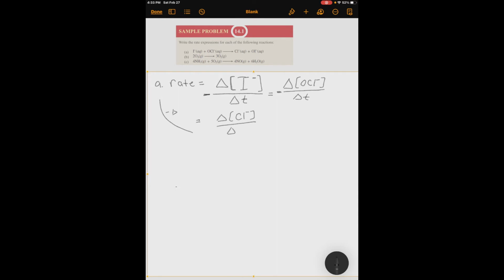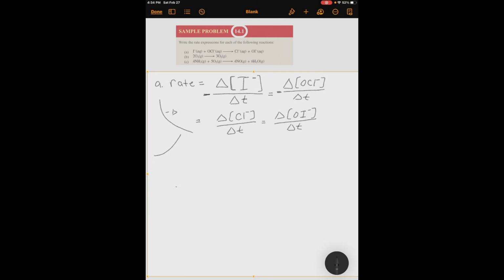However, this is a product, and a product increases in concentration over time. So if it's already increasing, that's a positive change. So we don't need to put a negative in front of that one. And the same is true for the second product, hypoiodite. Change in the concentration of hypoiodite divided by the change in time, and we don't need a negative for that one either, again, because it's a product, so it's already a positive number.